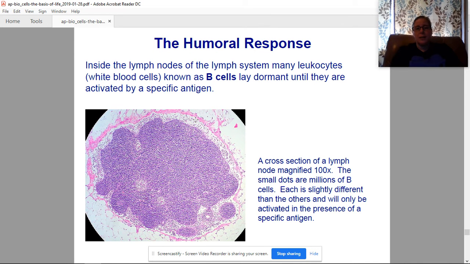All right, another humoral response. Inside the lymph nodes of the lymph system, there are lots of leukocytes, white blood cells. They're known as B cells. There are different kinds of white blood cells, B cells and T cells and killer cells. They lay dormant until they're activated by a specific antigen. So they just hang out there. They're not doing their job. And then an antigen comes in, an antibody attaches to it, and the B cells go, let's do it. Let's kill it. So here is a lymph node magnified by 100 times. The small dots are millions of B cells just hanging out, ready to kill any antigen that's been marked by an antibody.